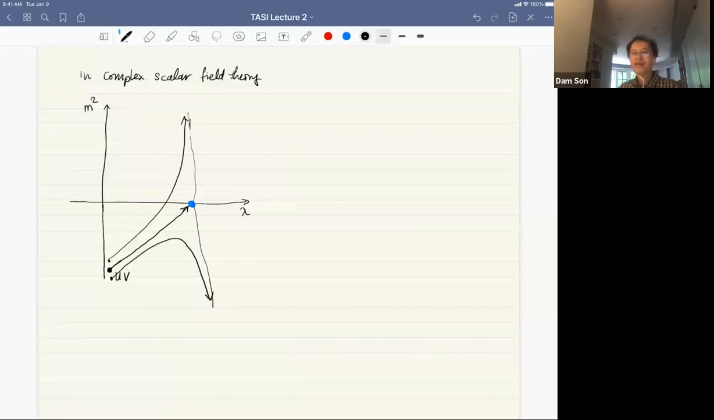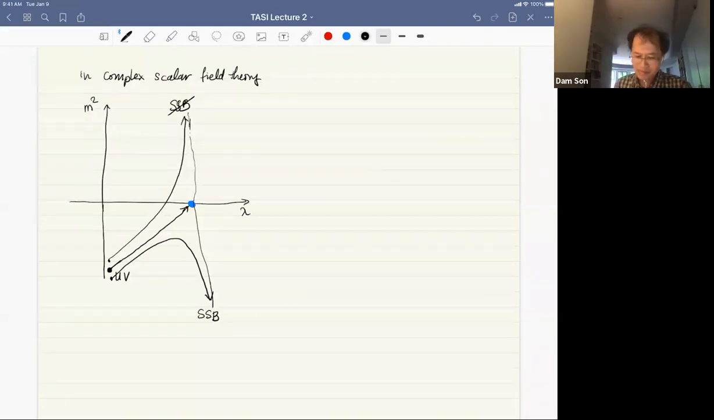If we start from somewhere right here, the renormalization group flow will take us to here. So this corresponds to two phases. This is a spontaneous symmetry broken phase because m squared is negative in the infrared. This one is the spontaneous symmetry restored phase. There's no spontaneous symmetry breaking. This is our understanding of the phase transition in the complex scalar field theory.